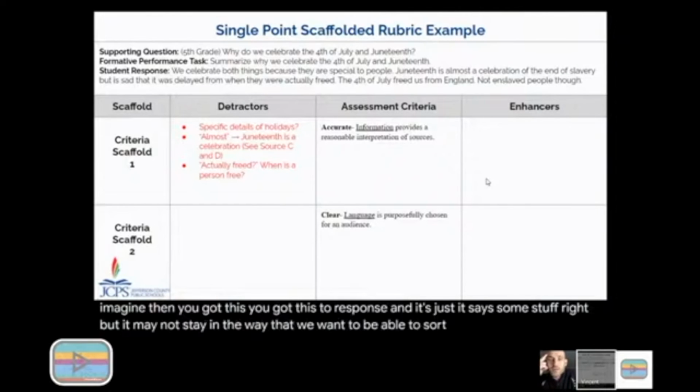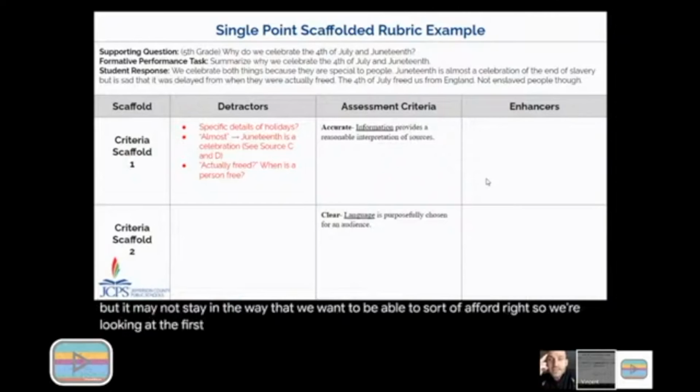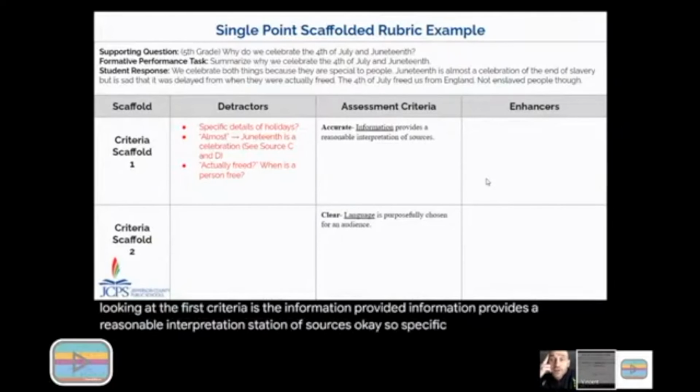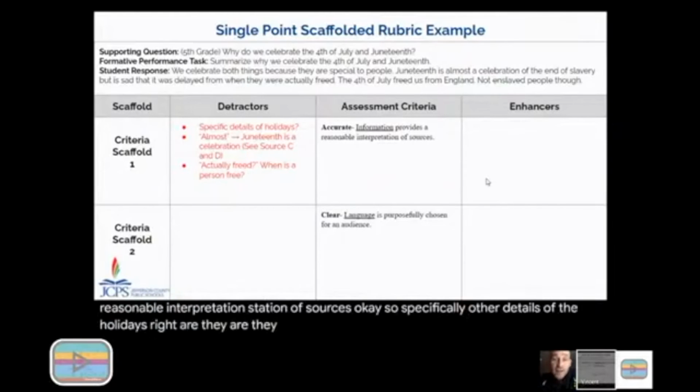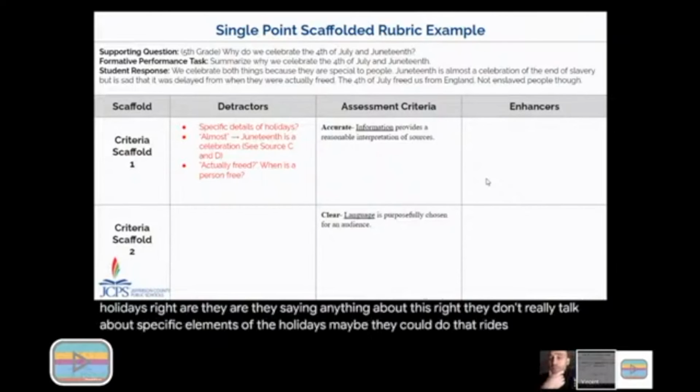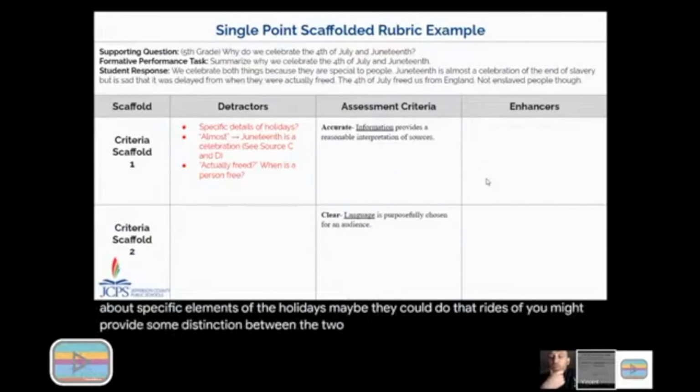right? So looking at the first criteria, is the information provided? Information provides a reasonable interpretation of sources. Okay, so specific details of the holidays, right? Are they saying anything about this, right? They don't really talk about specific elements of the holidays. Maybe they could do that, right? It might provide some distinction between the two to tell us more about what those holidays really are about.